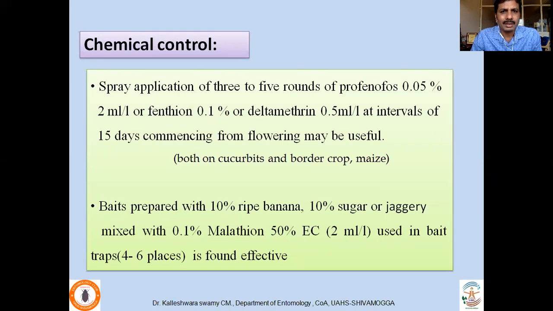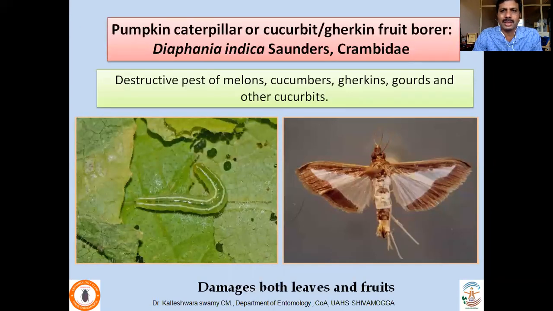When it comes to chemical control, profenophos, fenthion, and deltamethrin, this is in fact decamethrin or deltamethrin, have been widely exploited for management. It has to be sprayed at the rate of 0.5 ml per liter of water at a 15-day interval starting from flowering. Also, baits prepared with 10% ripe banana, 10% sugar or jaggery mixed with malathion at 2 ml per liter are used in bait traps. They can be placed in 4 to 6 places, so that it attracts a large number of fruit flies as well. So that's about the fruit fly.